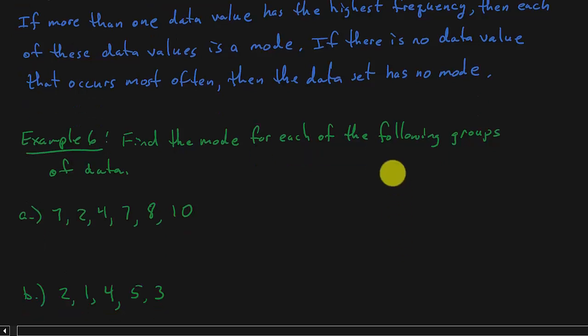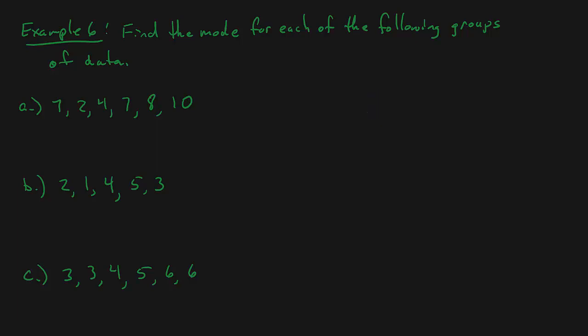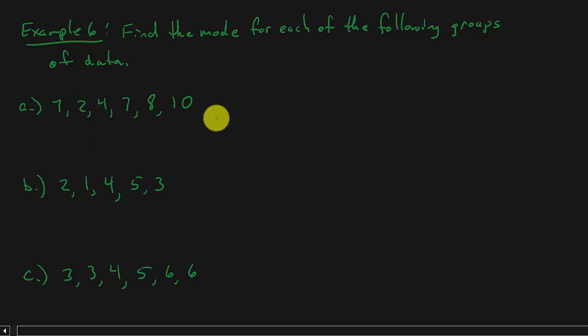So let's look at this example. It says find the mode for each of the following groups of data. All right. So you don't have to put them in order or anything. You don't even have to add them up or nothing. You've just got to see which one appears the most. Well, you can see here the 7 appears the most, so the mode is equal to 7. And then for this one, which number appears the most? Well, none of them. They all appear once. Okay, so there is no mode.